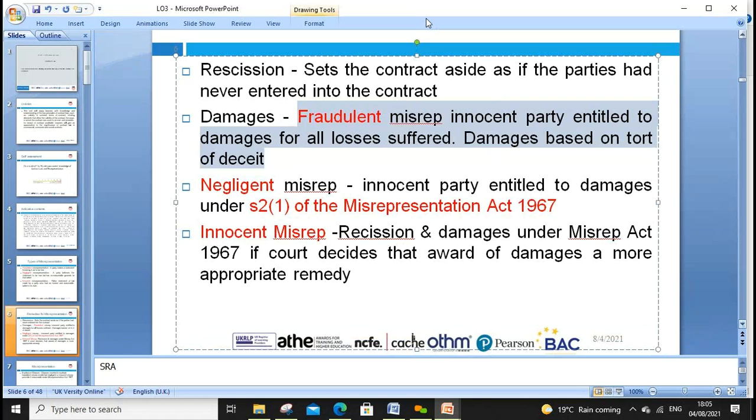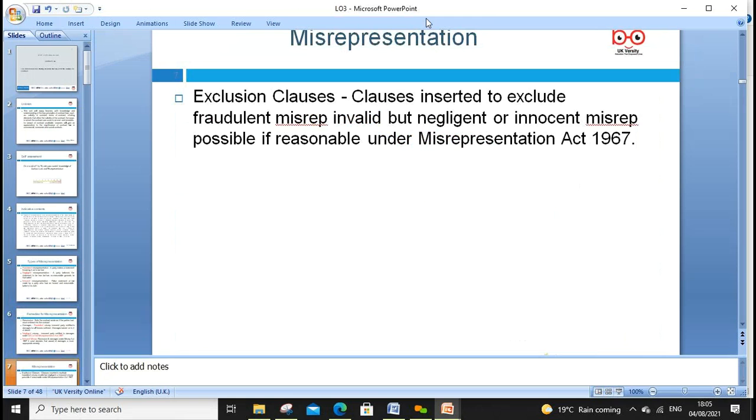For negligent misrepresentation, the innocent party is entitled to damages under Section 2.1 of the Misrepresentation Act 1967. If we don't follow the legislation, it can lead to criminal liability. Civil is a private matter where damages come, but crime and criminal activities arise if we don't follow the legislation. For innocent misrepresentation, rescission and damages under the Misrepresentation Act, the court decides that awarding damages is the most appropriate remedy to compensate the individual, who is called the injured party.